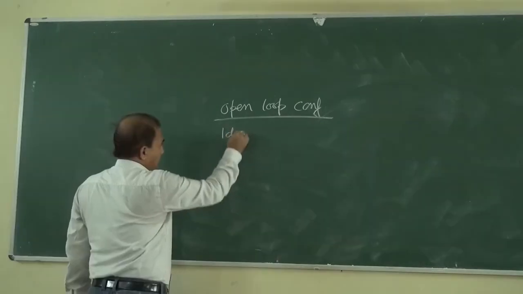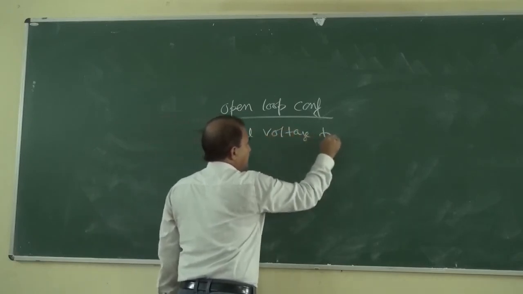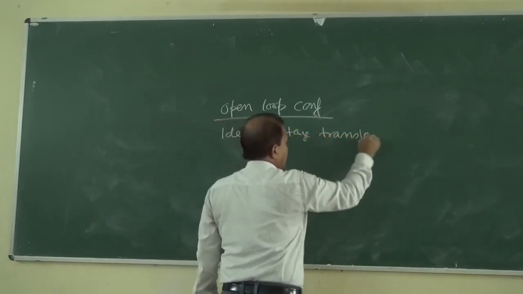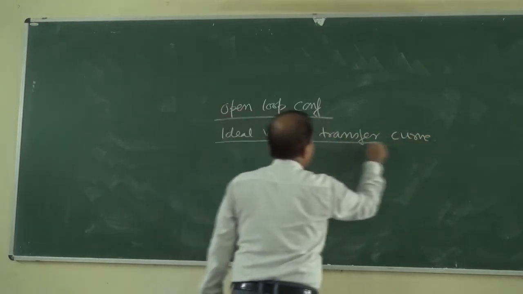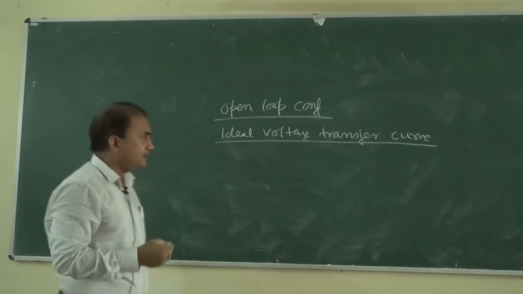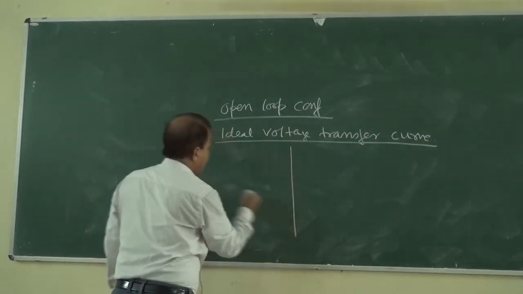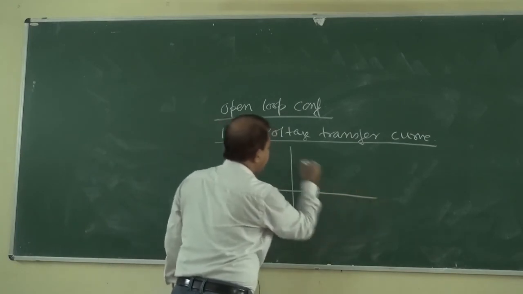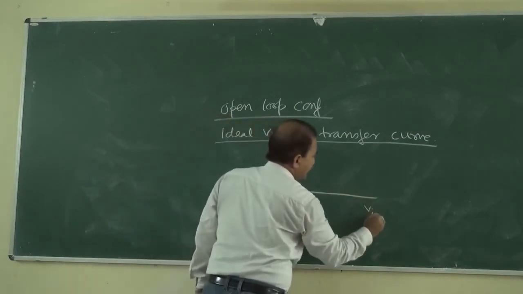Ideal voltage transfer curve. The ideal voltage transfer curve in case of open loop configuration is the graph between V output versus VID.